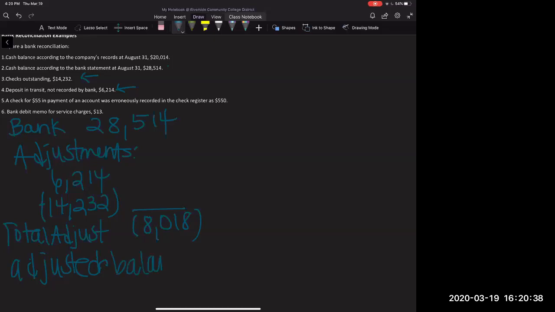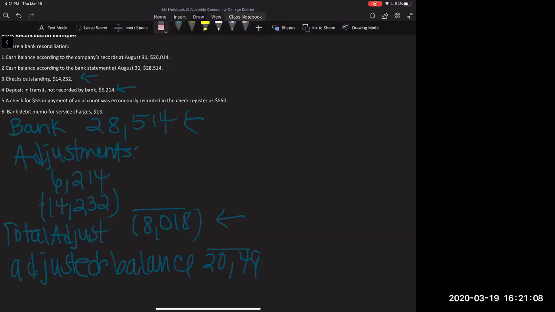Balance. The way I get my adjusted balance is by adding my beginning balance, or my bank balance, and then my total adjustments. So this 28,514 and this negative 8,018. Once I did that calculation, it comes out to an adjusted balance of 20,490. Sorry.